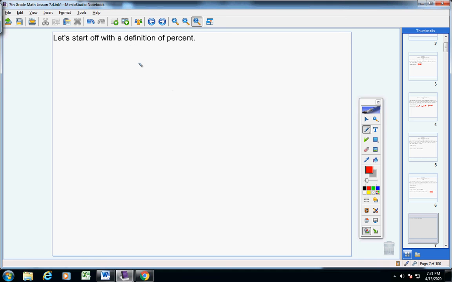So let's start off with the definition of what a percent is, okay? A percent is an amount per 100. I would like you to write that in your notes. You very well can see that on an upcoming quiz or an upcoming test, so please write that in your notes, okay? Now, when I say write that down and I move on, if you have to, just pause the video. It's no big deal.